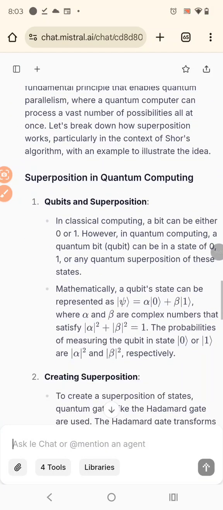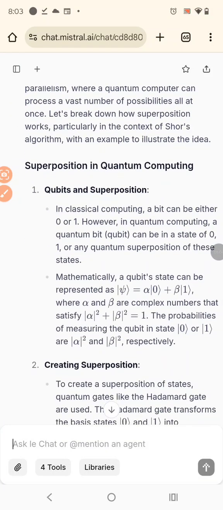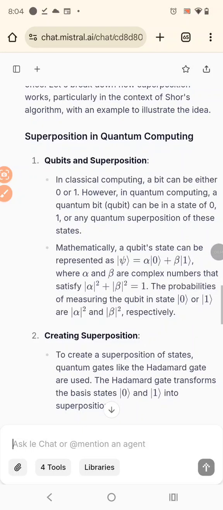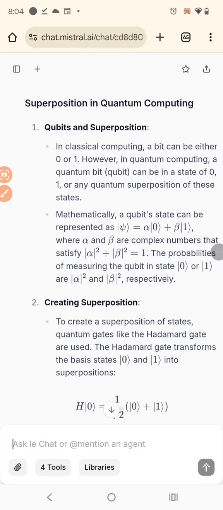So in classical computing, a bit can be either 0 or 1. A qubit state can be represented as psi = alpha|0> + beta|1>, where alpha and beta are complex numbers that satisfy |alpha|² + |beta|² = 1. So the probabilities of measuring the qubit in state 0 or 1 are |alpha|² and |beta|².